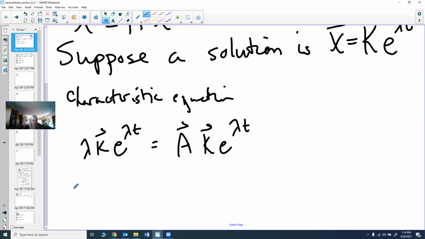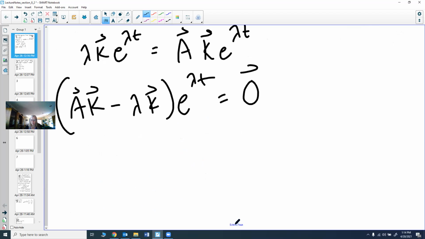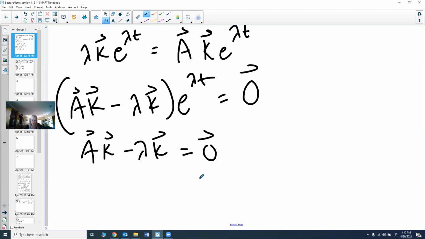If I were to take this and realize that this could be thought of as A times k minus lambda times k, all times e to the lambda t equals the zero matrix. The zero matrix, by the way, is just a matrix that has all zeros. So it all works out beautifully for us. E to the lambda t is, in this case, not a matrix, it's just a scalar. It can't equal zero, so we can get rid of it. So we get A times k minus lambda times k equals the zero matrix.